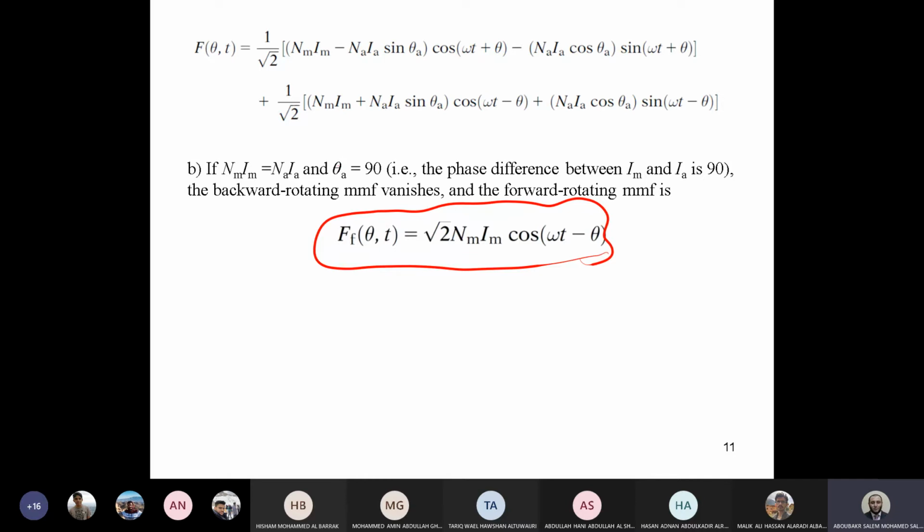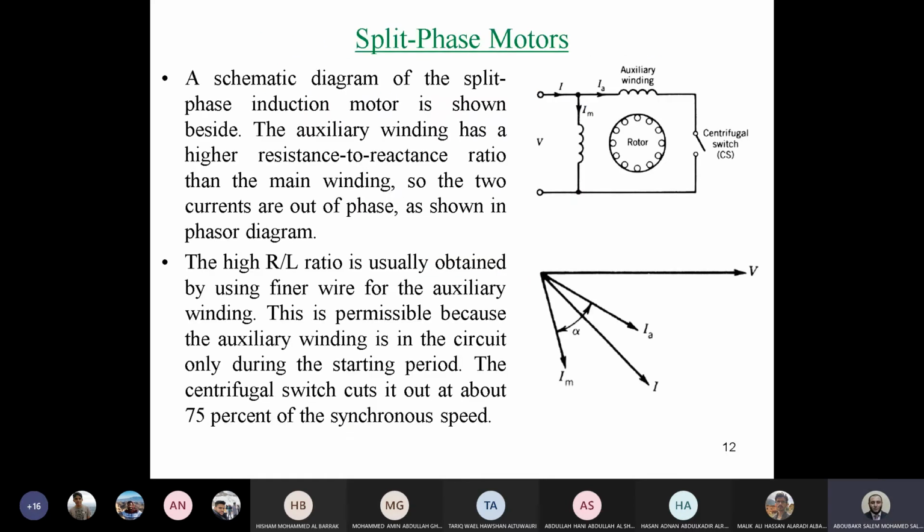And if you have a higher component in the forward direction, this means the resultant flux at starting will be a positive value, not zero value. And this is sufficient to start our motor. Right. Let's see together the different configurations now.